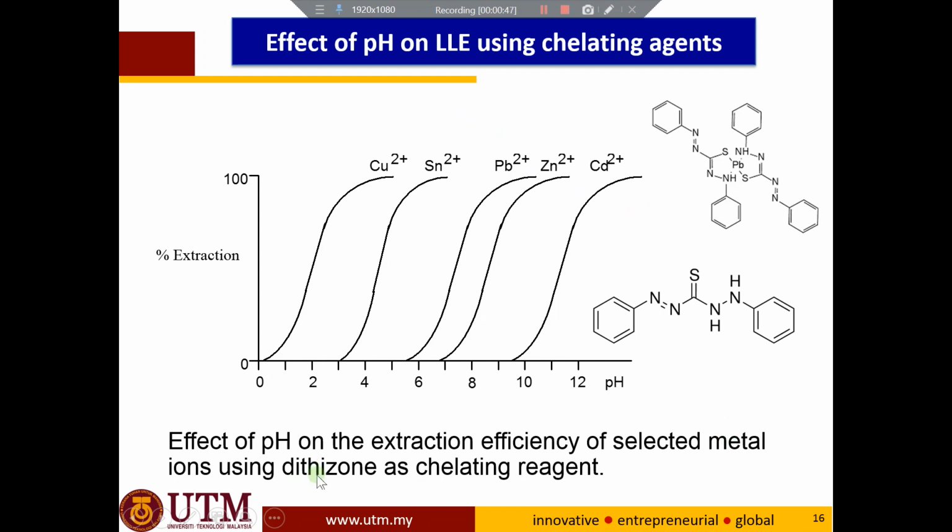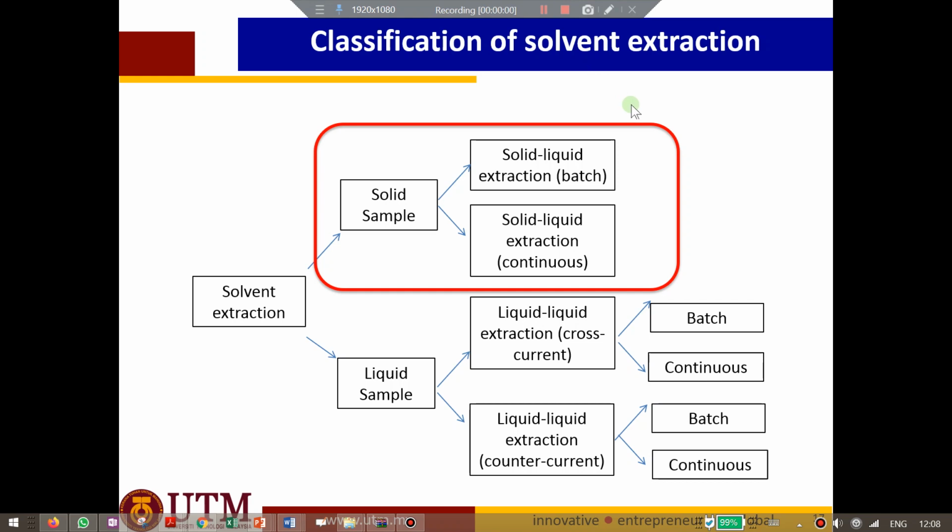In this example, they use dithizone as the chelating agent. Alright, we have done the liquid sample. We will focus now on the solid sample. For the solid sample, we call it solid-liquid extraction. We can do batch and we can do continuous.